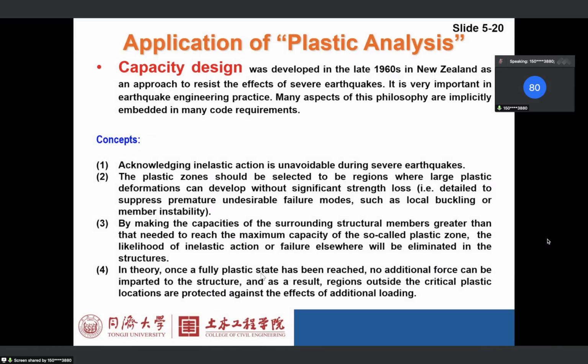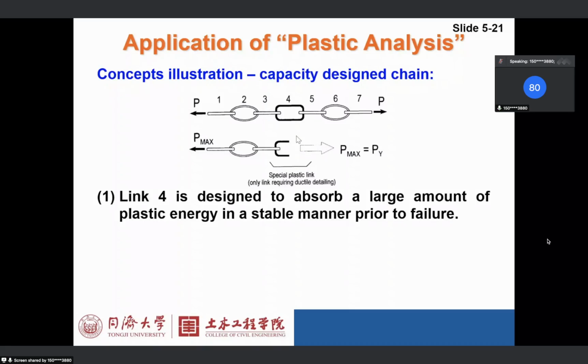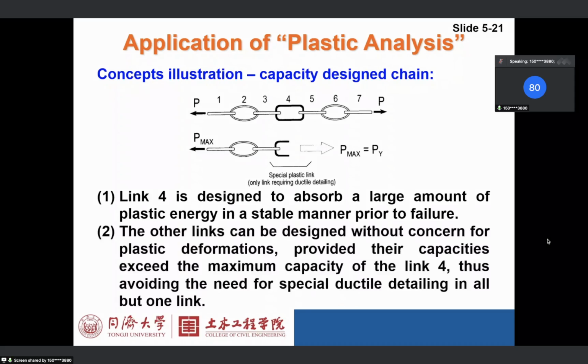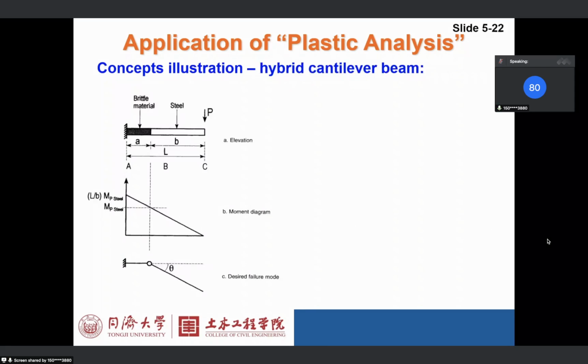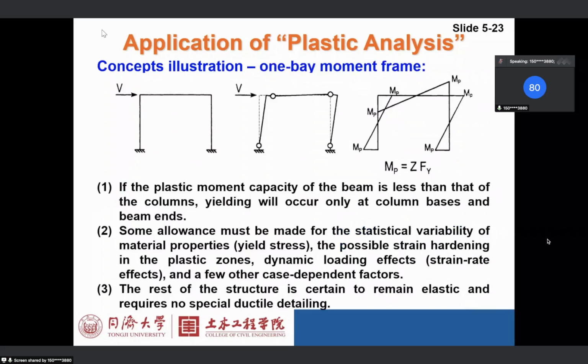In theory, once a fully plastic state has been reached, no additional force can be resisted by the structure. As a result, the regions outside the critical plastic locations are protected against the effect of additional loading. So basically, we have a fuse, right? You can try to understand this figure. It's a very simple figure: we create a weak area and make plastic hinges happen here. I'm not going to go through this; you can try to do it after class.